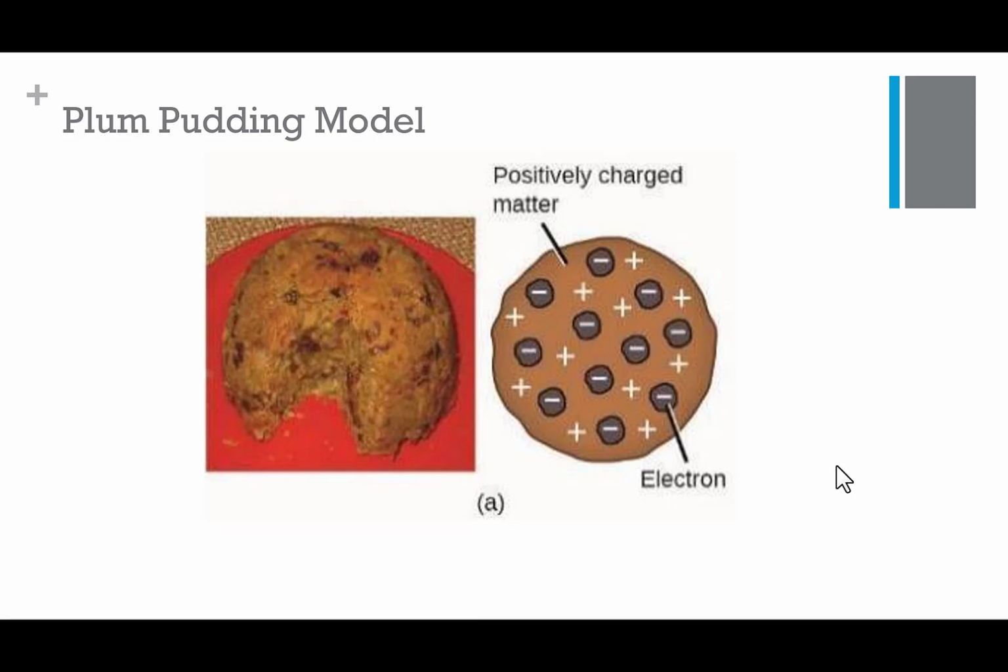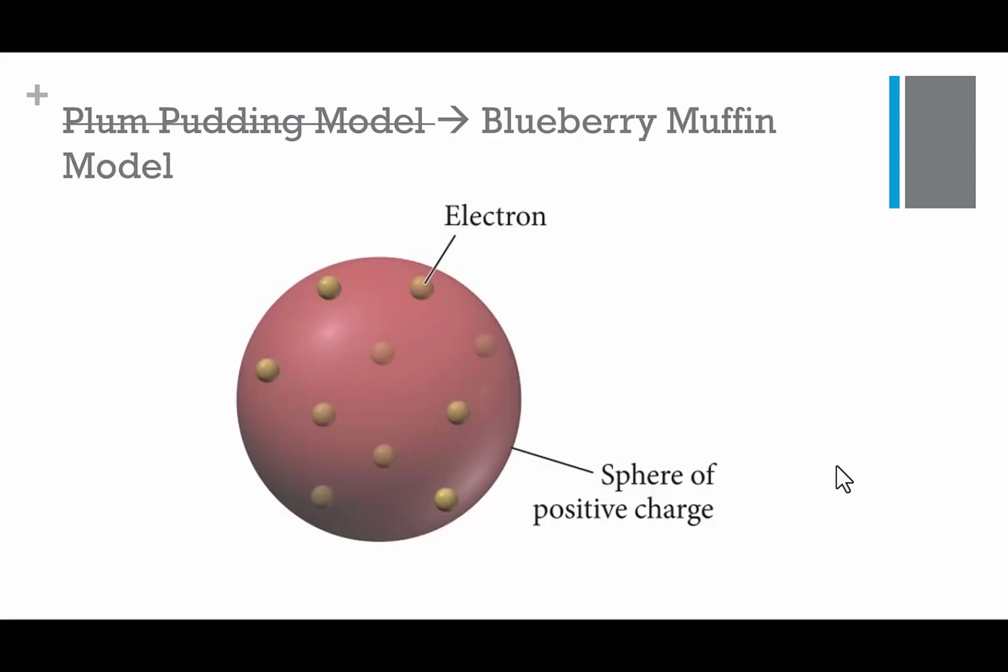I don't know how many of you are familiar with plum pudding, but apparently plum pudding is like a crust on the outside, and inside is like goo or breading with raisins or something scattered throughout. So, probably not terribly familiar with plum pudding. So I like to call it the blueberry muffin model. So here's our blueberry muffin model.